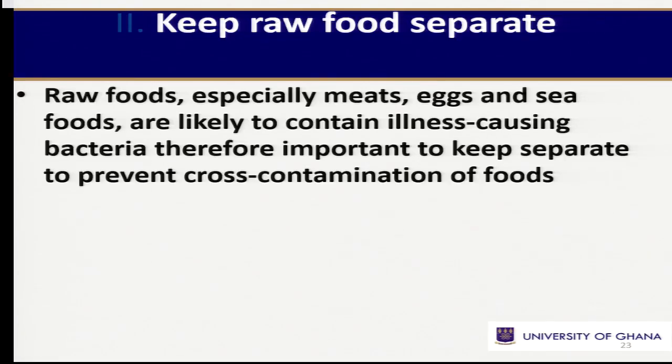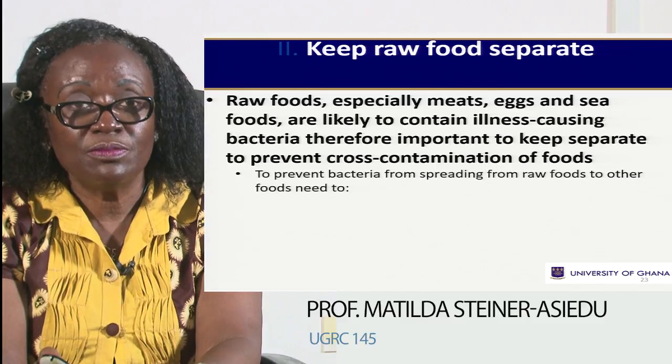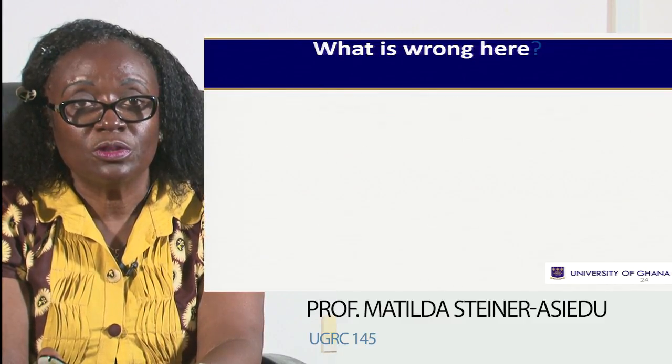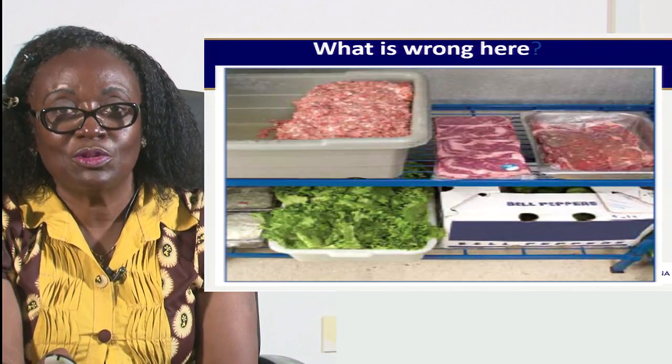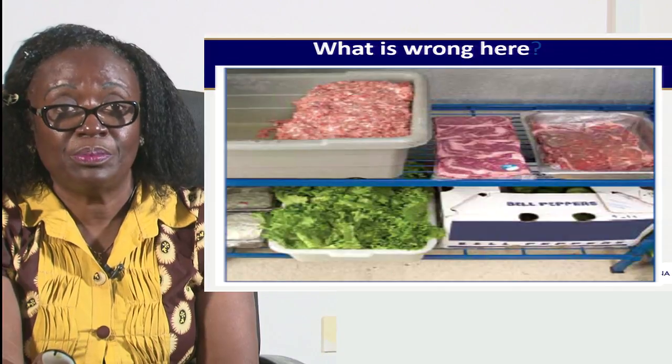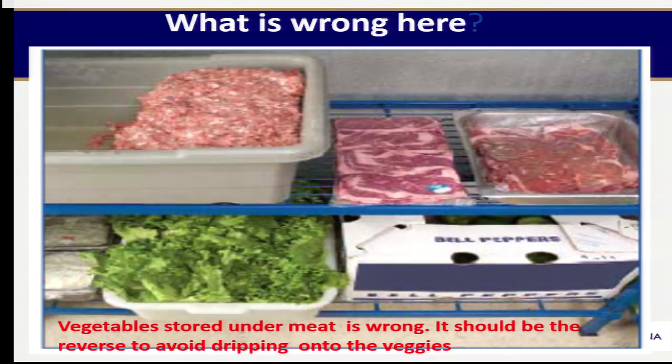So when it comes to keeping food, we keep raw foods separate, in separate compartments. We shouldn't mix them with cooked food. What is wrong here? Meat, and then we have vegetables. The meat which is raw is up, and then the vegetable which will be eaten raw is down. This is the wrong arrangement. The vegetable should be up, and the uncooked meat down. So as we arrange things in our fridge and so forth, we should bear these things in mind.